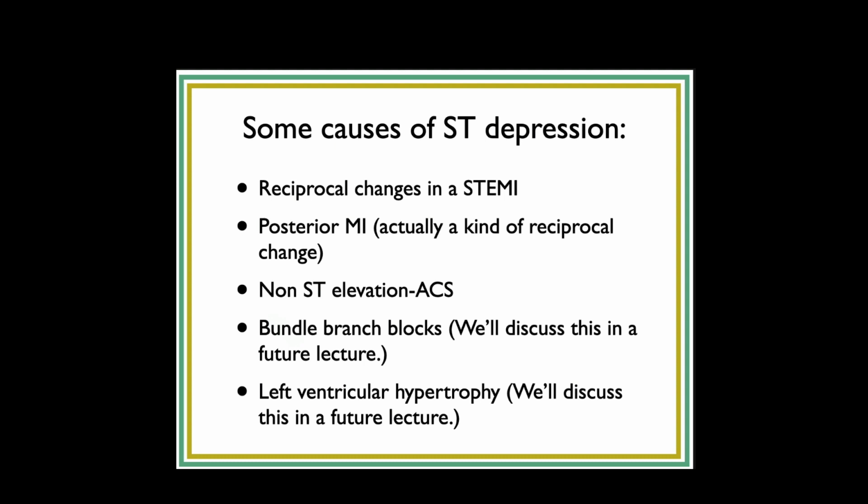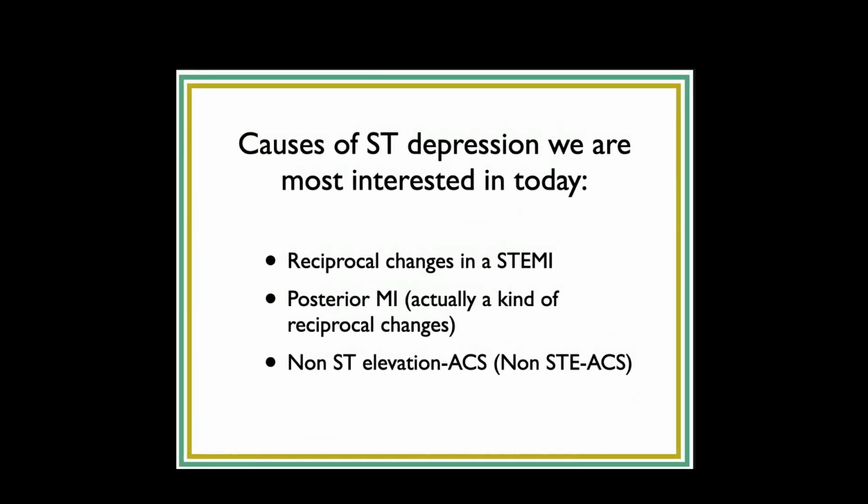And the really new topic we're going to go into today is non-ST elevation acute coronary syndrome, which includes NSTEMIs, which I've gotten questions about, so hopefully they'll be answered today. Other reasons for ST depression are bundle branch blocks and left ventricular hypertrophy, which we'll talk about in spring term. So first class back in spring term, we'll be going through bundle branch blocks. So this is what we're going to talk about today. And again, we'll go through the first two topics pretty quickly because we've already done it before and it's just kind of a review.